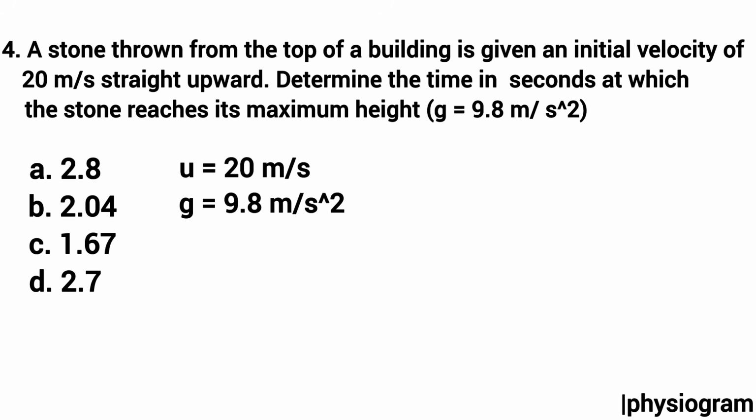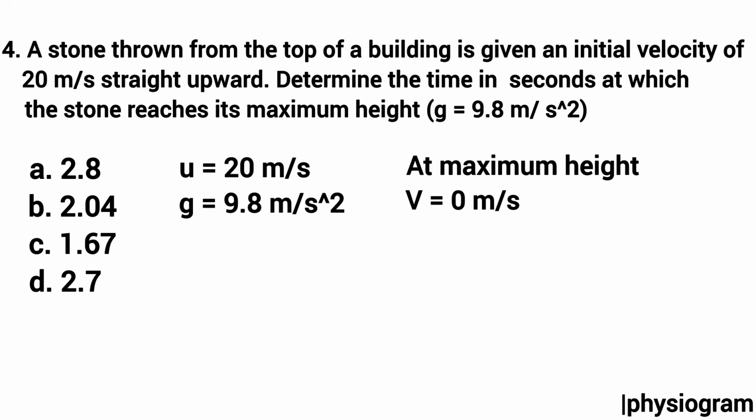So given here our initial velocity u equals to 20 meter per second upwards and acceleration due to gravity g equals to 9.8 meter per second square downwards. So we have to calculate here the time at which stone reaches the maximum height. So at maximum height, final velocity v equals to 0 meter per second, that is momentarily stops before coming down.